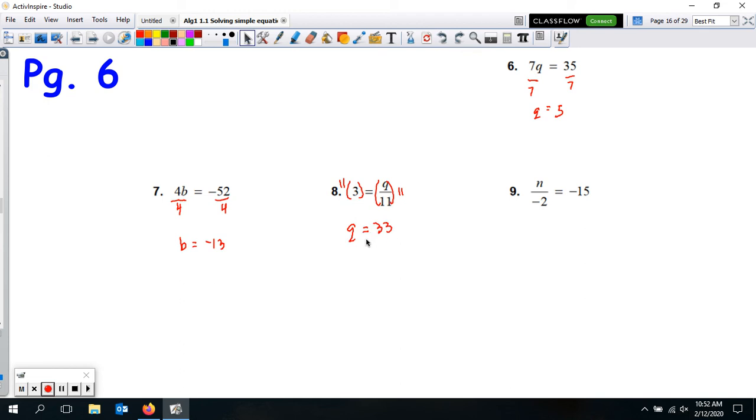We can again check that by putting 33 here. 33 divided by 11 is 3. That's correct. Always, you can check your work. It's always a good idea to check your equations. You can always make sure you're correct.